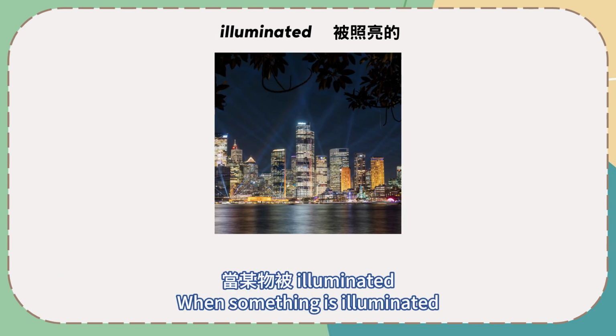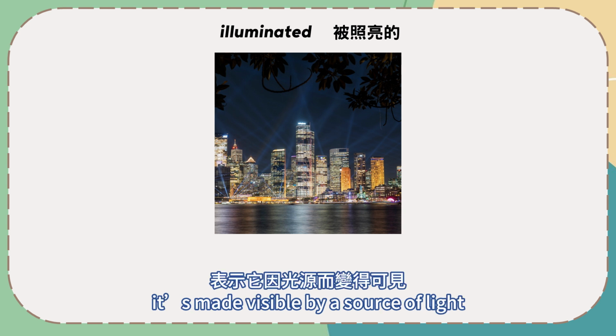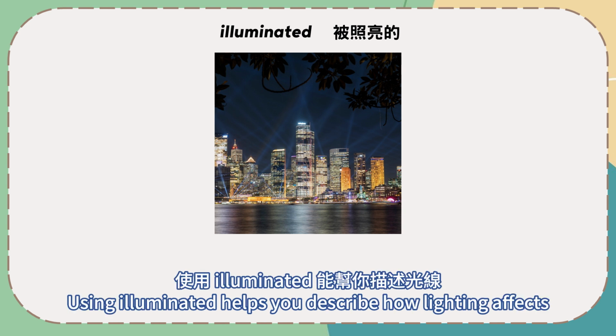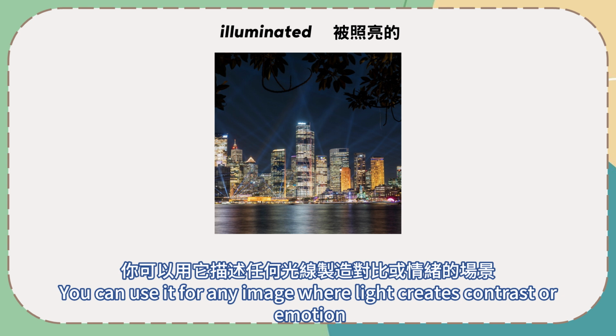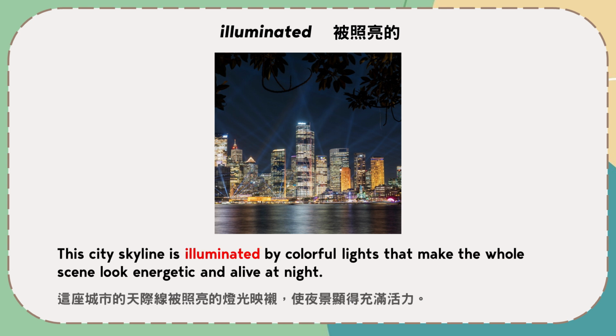Now let's look at the next word, which is illuminated. When something is illuminated, it's made visible by a source of light. Using illuminated helps you describe how lighting affects the feeling of the photo and the overall mood. You can use it for any image where light creates contrast or emotion. This city skyline is illuminated by colorful lights that make the whole scene look energetic and alive at night.